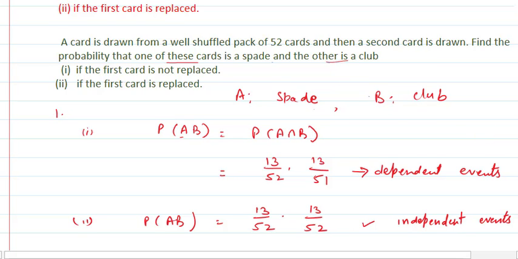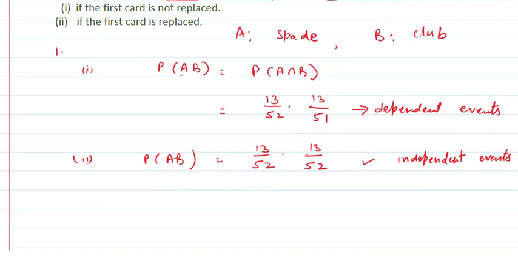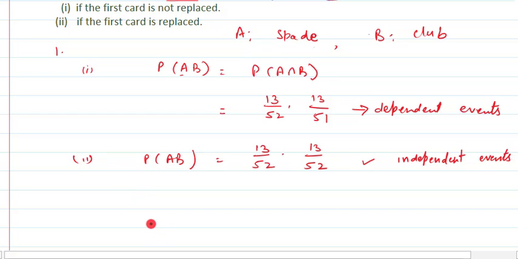So the case may be like P(A∩B) or P(B∩A). This is the second example I am talking about.